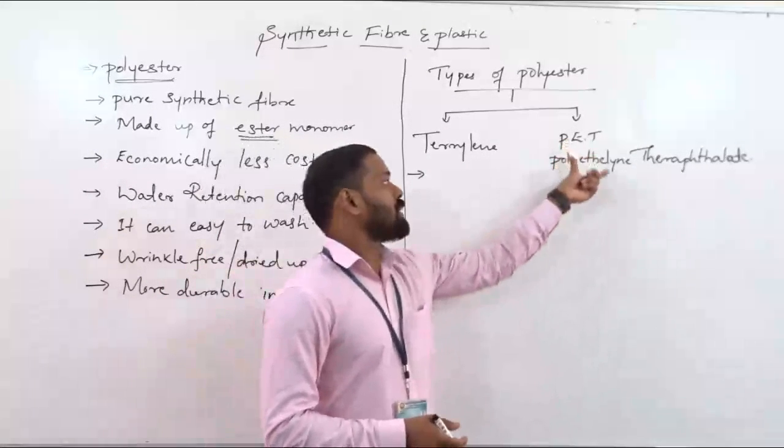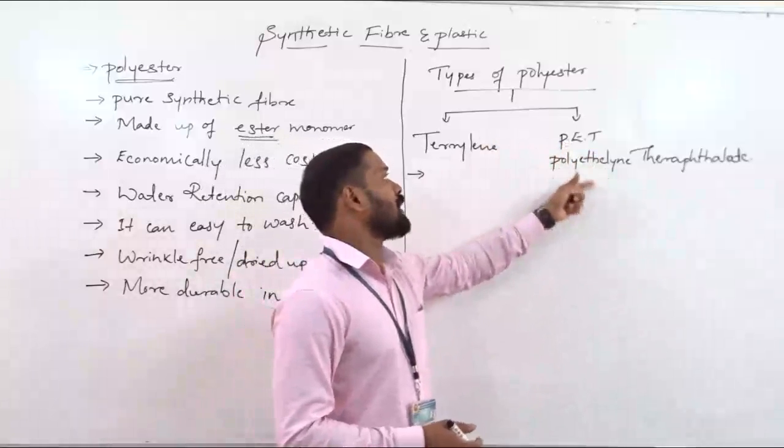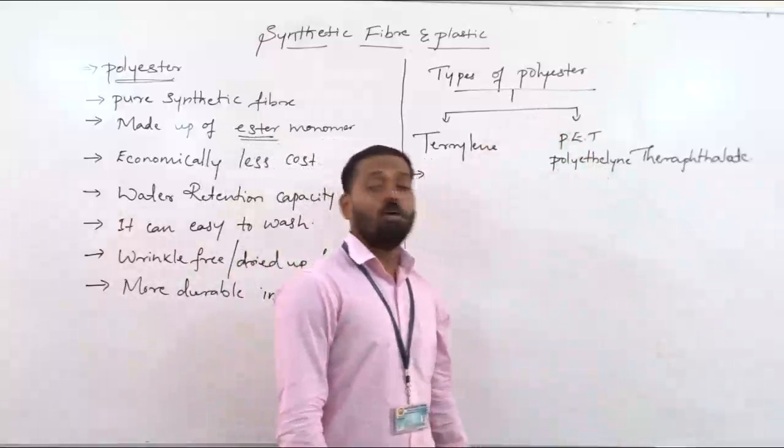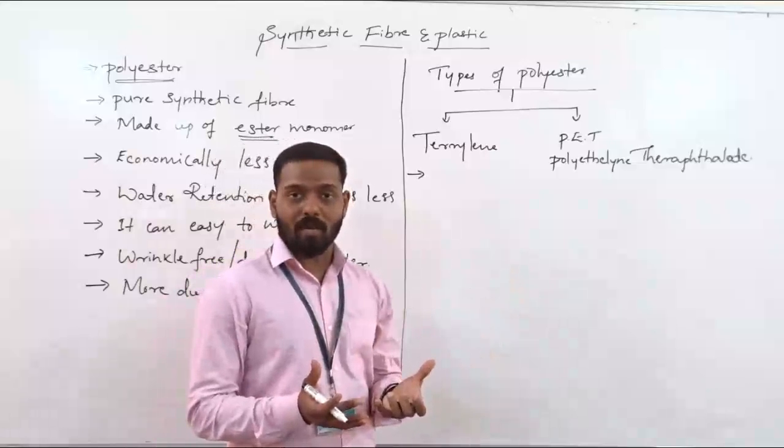And coming to PET, polyethylene terephthalate. Polyethylene terephthalate is also a type of polyester. Basically, with this type of polyester, we can make articles like water bottles. We can make some toys.